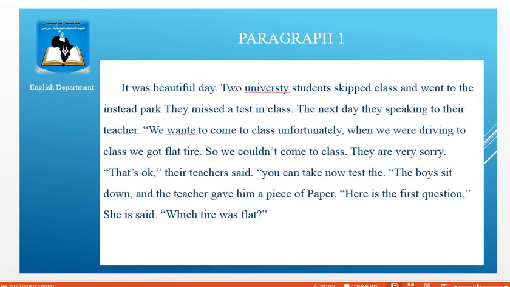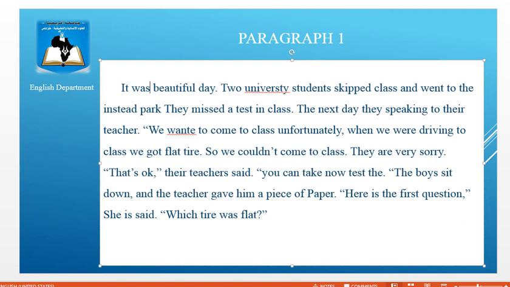Okay, this is paragraph number 1. Let's read the paragraph and then underline the mistakes and write the symbol or correction symbol above each one of these mistakes. So let's start. It was a beautiful day. So what do you think is the mistake? Okay, day is singular and we need an article. So what is the mistake here? The mistake is missing word.